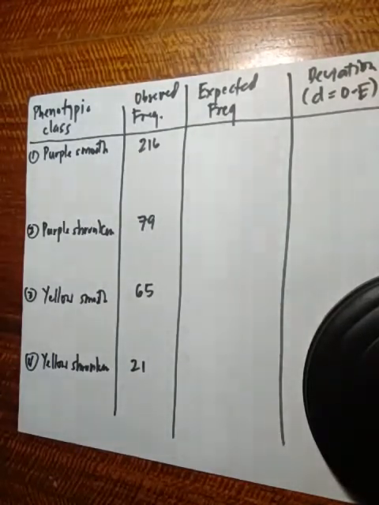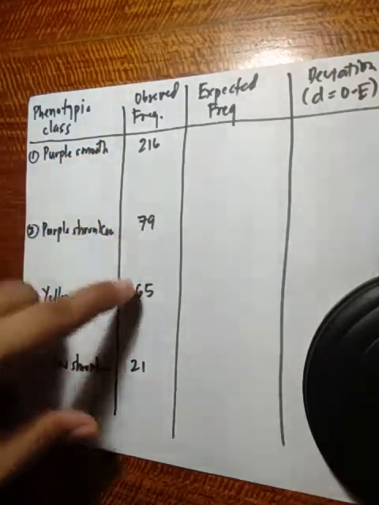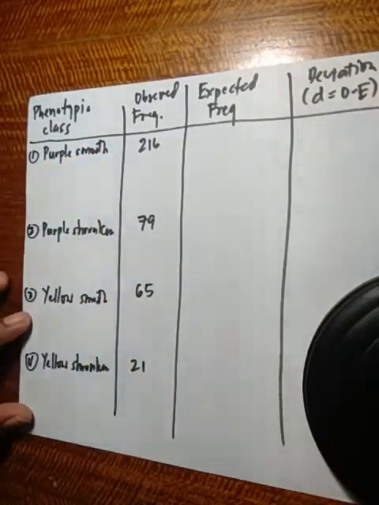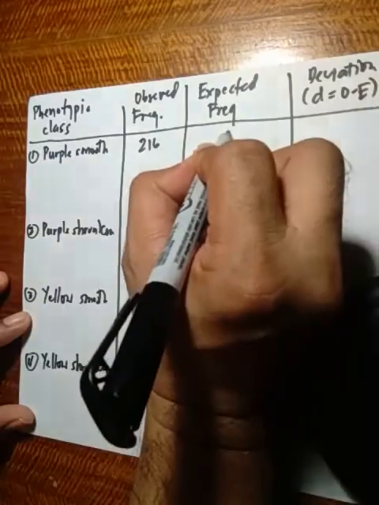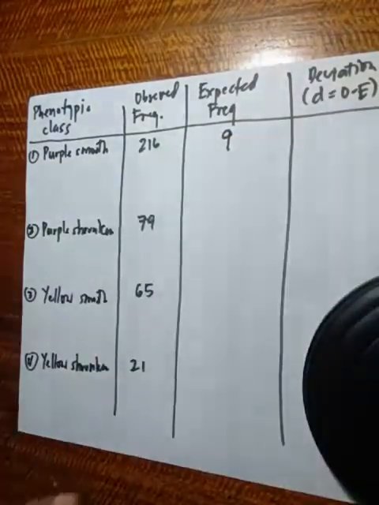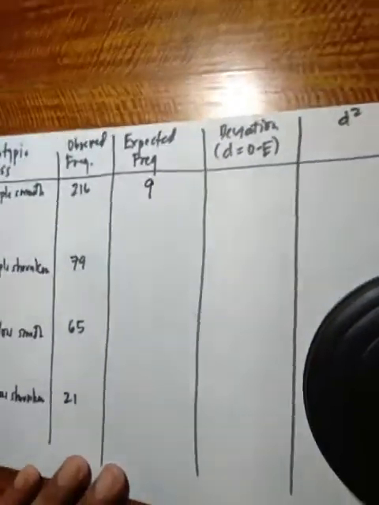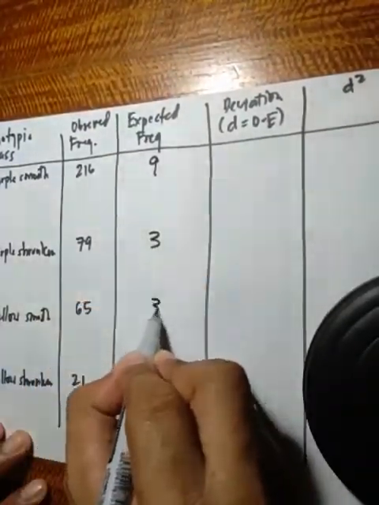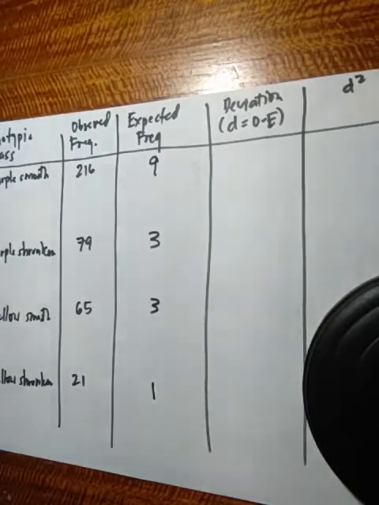Now the next thing that we are going to be doing is we're going to compute for the expected frequency. Since the expected ratio is 9:3:3:1, kaya mas madaling isulat siya in a descending order is because you're going to be writing here the ratio. The 9, 3, 3, 1 ratio.